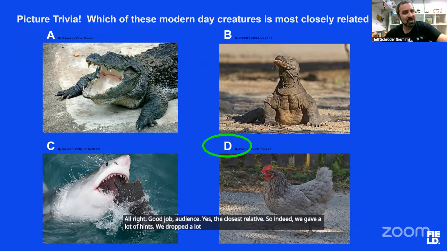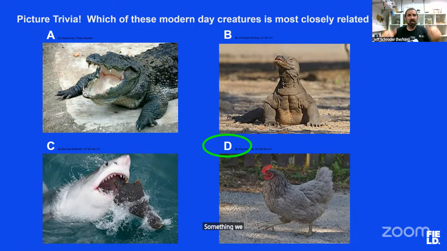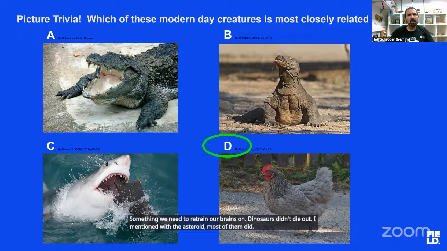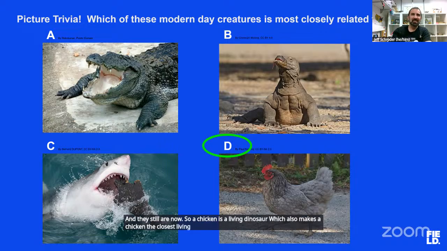So birds are living dinosaurs. You can maybe see a book behind me. It says dinosaurs are not extinct. Something we need to retrain our brains on. Dinosaurs didn't die out. I mentioned with the asteroid, most of them did. Birds survived, and birds were within the dinosaur family back then, and they still are now. So a chicken is a living dinosaur, which also makes a chicken the closest living relative to a T-Rex.